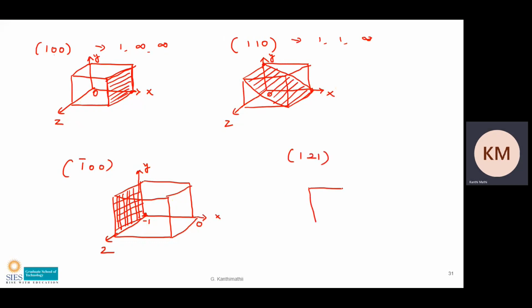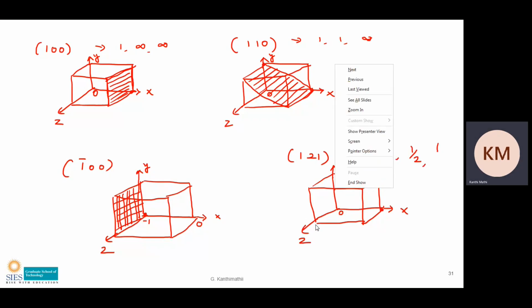Now how to draw this? Of course, the first thing, don't forget to take the reciprocal of those numbers first. Okay. So if I take the reciprocal of 1, 2, 1, it would become 1, a half and 1. Right. So the x-axis it is cutting at 1 point, the y-axis it is cutting at half a point, and the z-axis it is again cutting at 1 point. So x is at 1, y is at half, so the entire length is 1, so y half will come somewhere here, and z is also 1, so z 1 will come here.